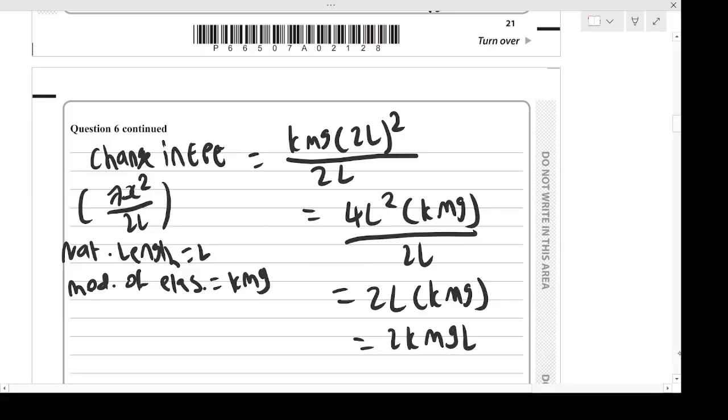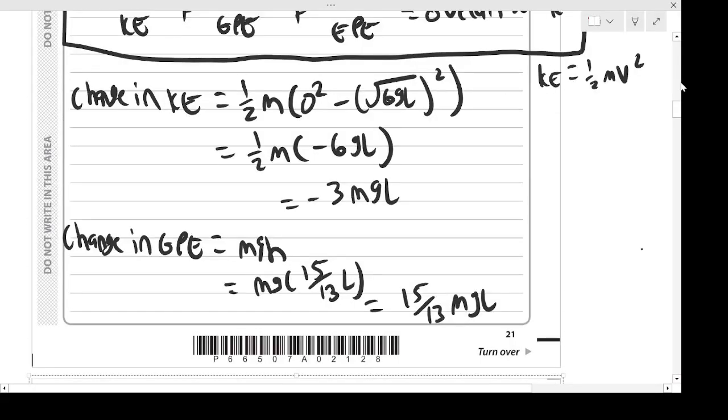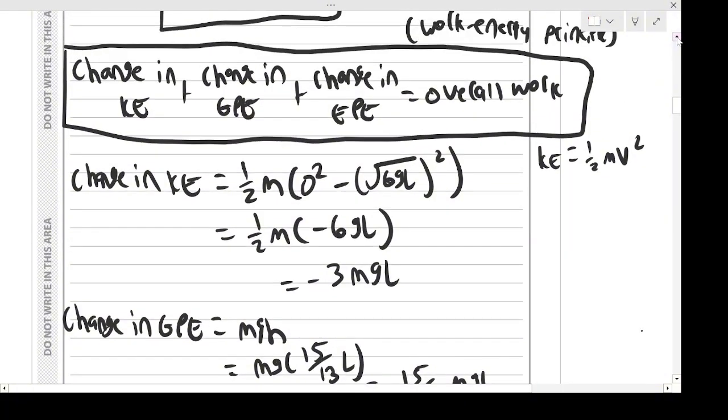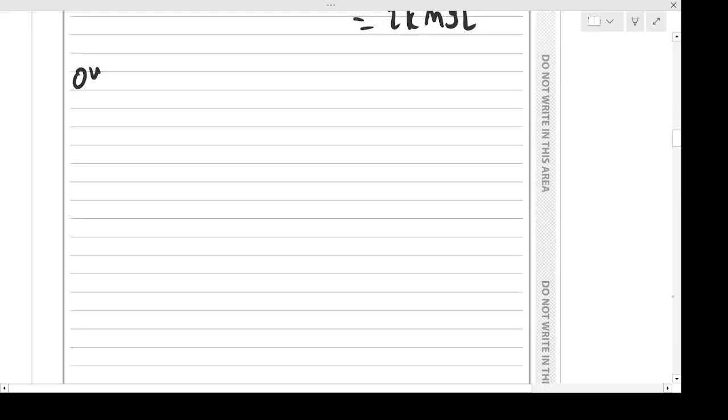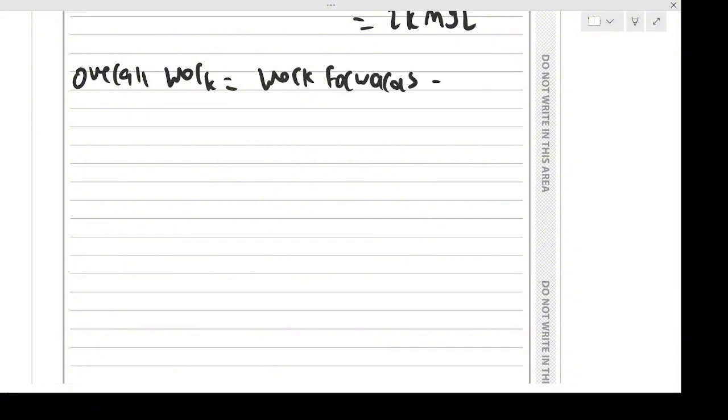And there we are. And lastly, we need to look at the overall work on the particle. So the overall work, what do I mean by that? I say it's the work forwards, take away the work backwards. So that is essentially the work done by any forward forces, and then take away the work done by any backward forces acting on the particle.